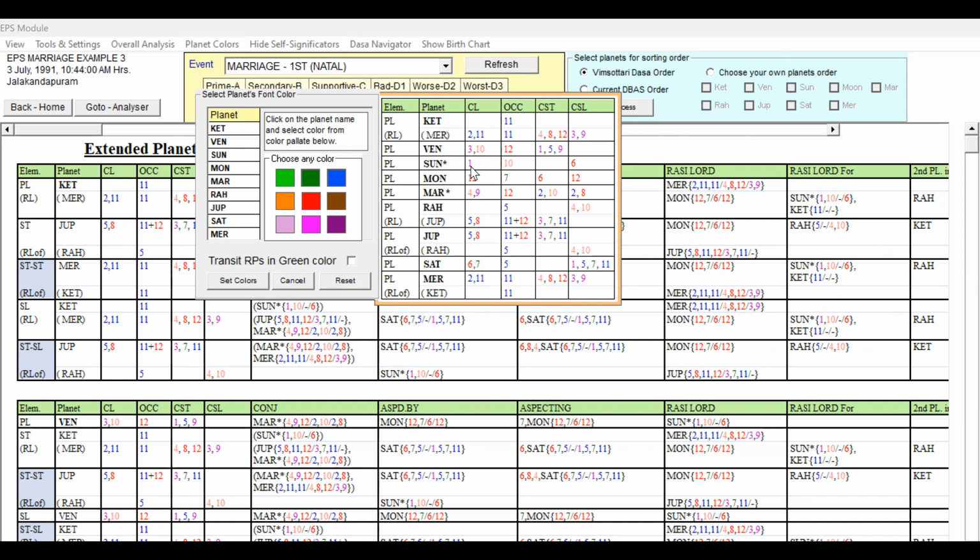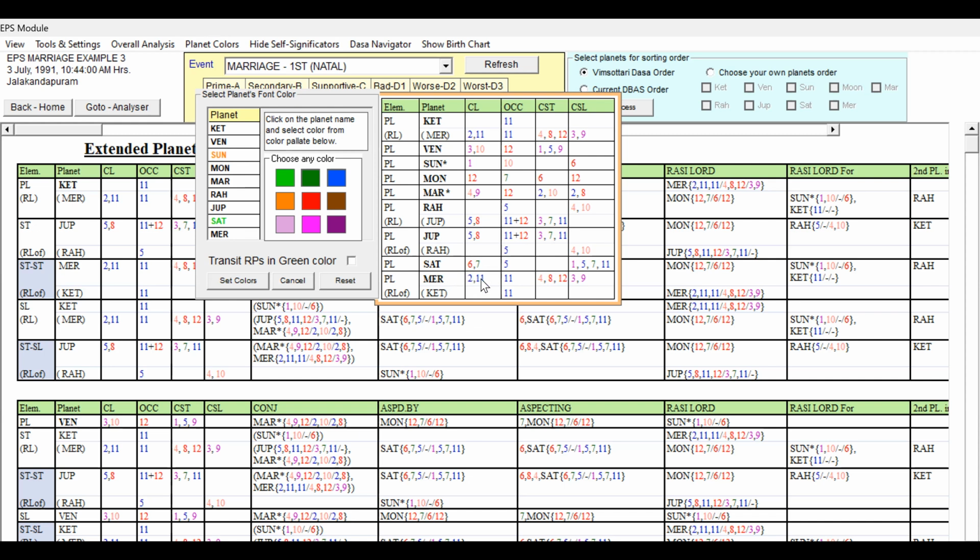Lagna Lord, Sun, 10th occupant and 6th cuspal sublord. So Sun is weak, so light red. And 7th Lord and also 6th Lord, 5th occupant, 1, 5, 7, 11 cuspal sublord. This is very good. Though it is 6th Lord, it is all favorable. So definitely Saturn can be given light green. Though it is 6th Lord, it is not at all supported, but 6 is getting reduced at all levels. So favorable grouping is strongly present.